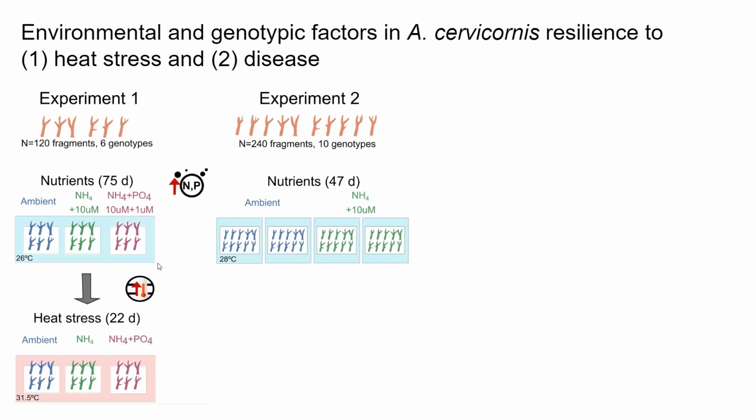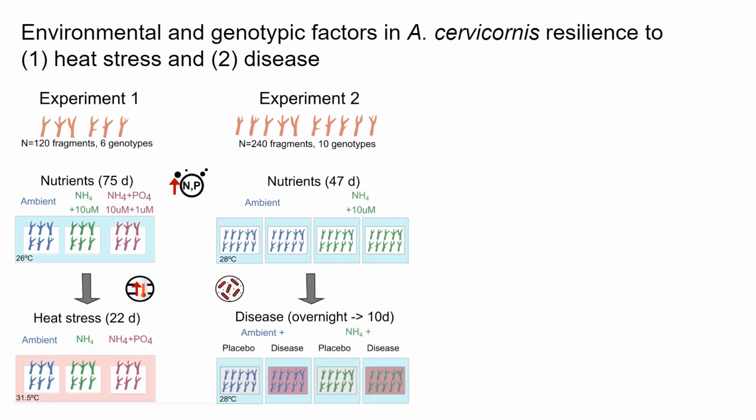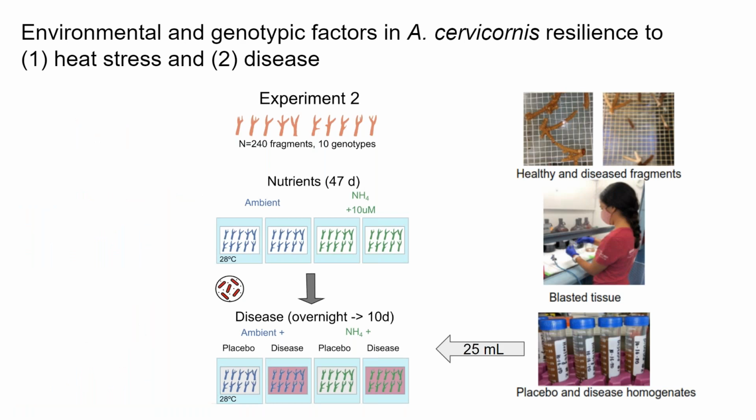After the nutrient exposure in experiment 1, we gradually increased the temperature for all the nutrient treatments and compared the response to heat stress among genotypes and nutrient treatments. And in experiment 2, we exposed half of the corals in each nutrient treatment to either a placebo or disease homogenate. To do that really quickly, we collected healthy and diseased fragments from the field, and then we blasted their tissue to produce either placebo or disease homogenates that were later used to expose the corals in the nutrient treatments.